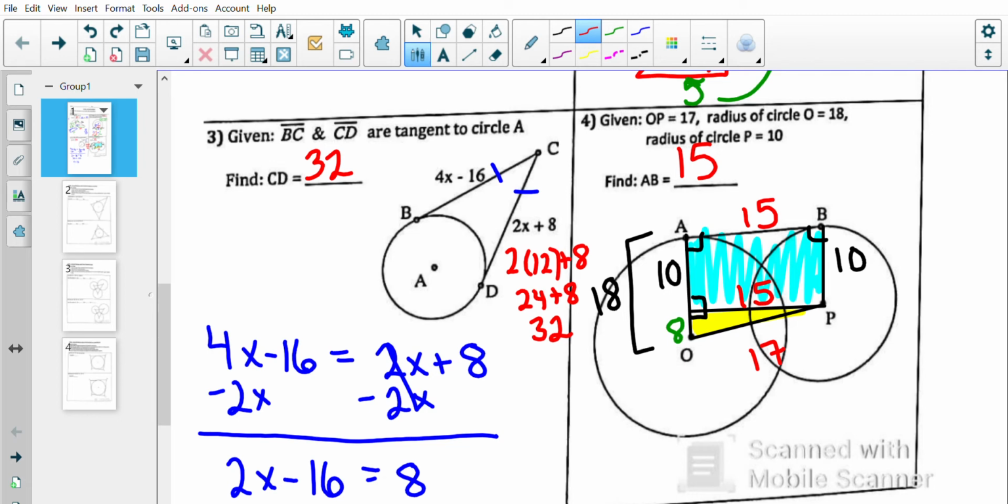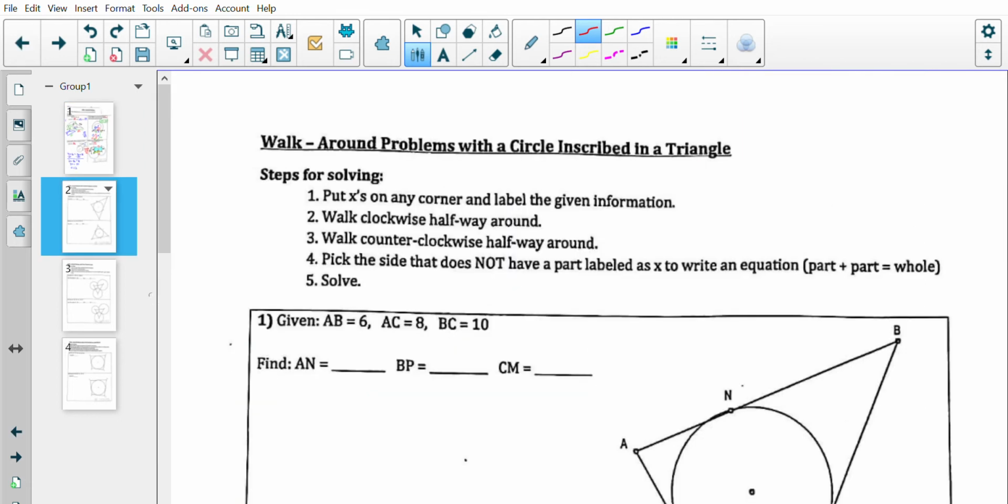Now let's get into a new type of problem. It's called a walk-around. All right, so our first walk-around is going to be walk-around problems with circles inscribed in a triangle. So there's steps to follow for these walk-arounds. Let's go through, read these steps, and then go through it.